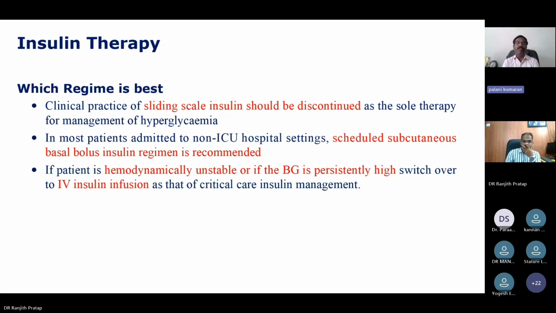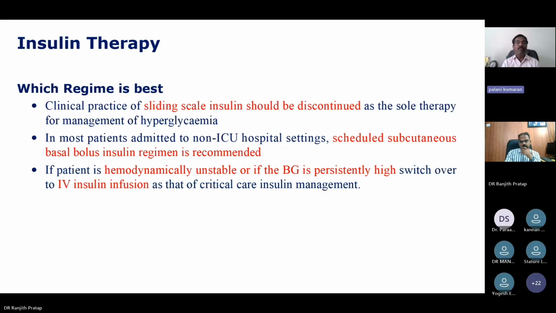With this kind of insulin regime, the patient will not have good uniform glycemic control, and flexibility will be lacking. The patient is at risk of developing hyper as well as hypoglycemia. So sliding scale insulin is nowadays not recommended. What we recommend is the scheduled subcutaneous basal bolus regime along with correctional bolus.